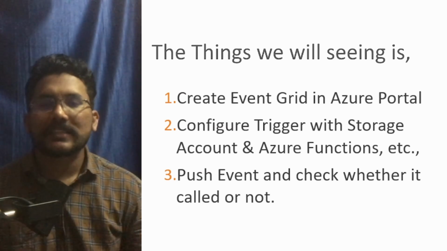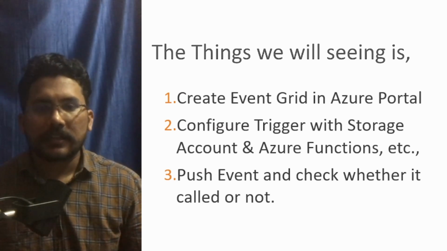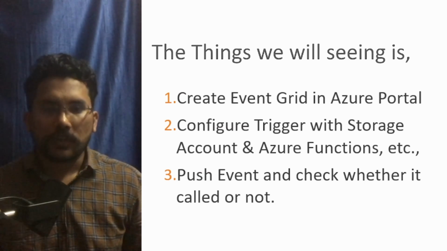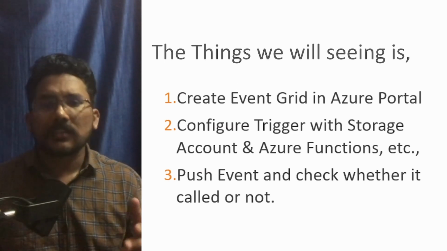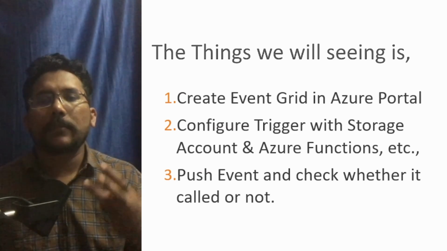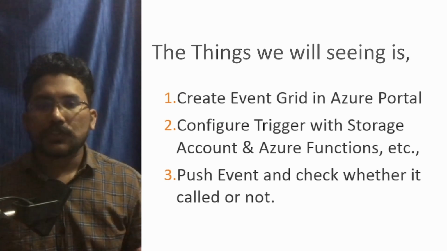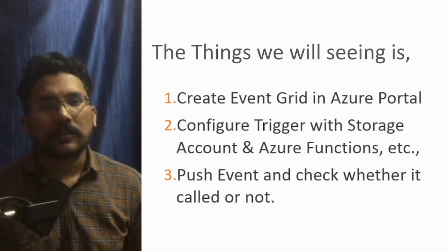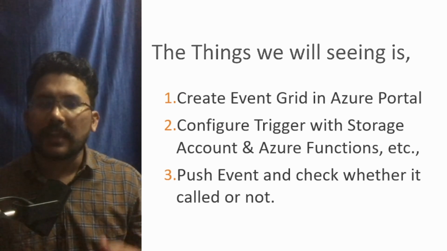The things we will be seeing in this video are, number one, we need to create an Event Grid in the Azure portal, and number two, we will configure a storage account and Azure Functions for triggering in and triggering out. And number three, we will push an event and check whether our Azure Function got triggered via the event triggered by the storage account. So these are all things we will be seeing in the demo.